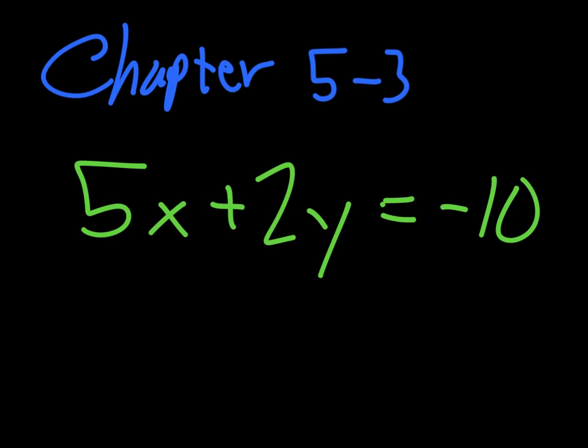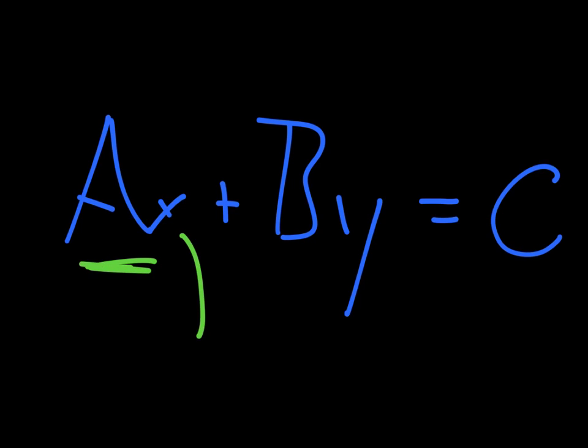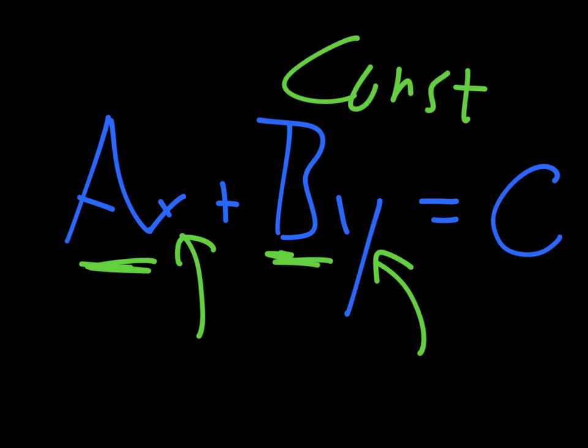This is standard form. They also write it in the letter format as ax plus by equals c. Okay? In which a is the coefficient of x, b is the coefficient of y, and c is a constant.